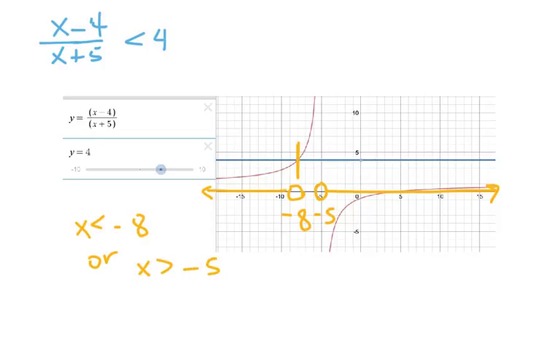So you should know how to do both. It's really helpful if you can plug this into your graphing calculator and check your solutions.